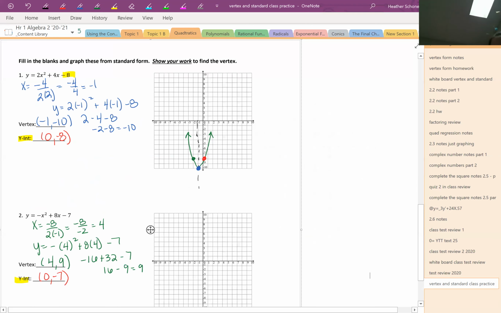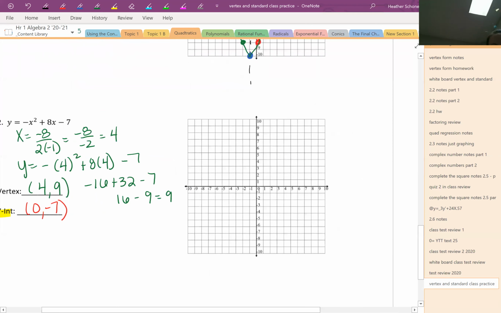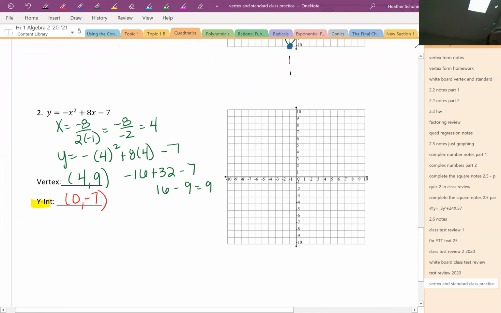Okay, again, make sure you're checking your work, and if you have any mistakes, that's totally fine. I want you to fix it.